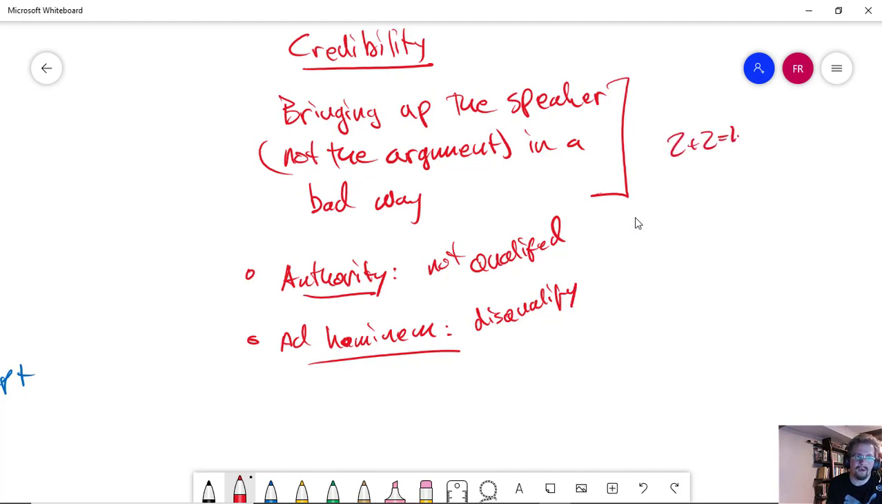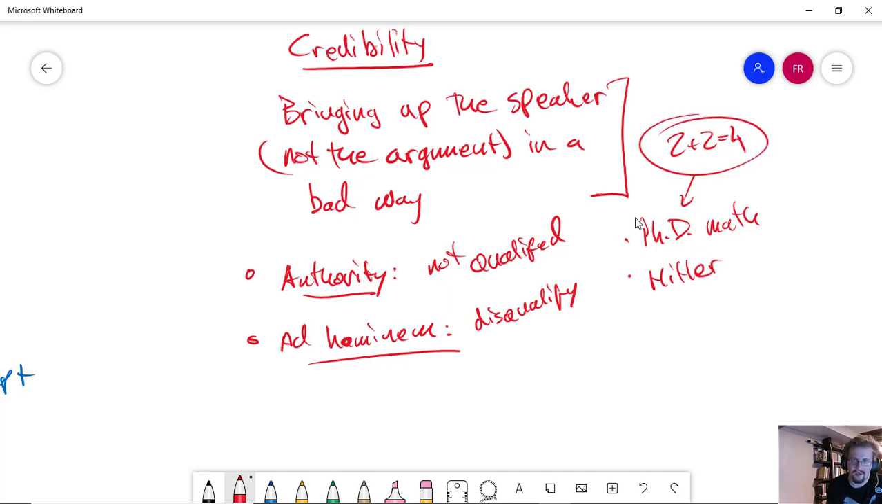2 and 2 is 4, and it doesn't matter who says it, right? The PhD in math says it, and it's true, and it's equally true as if Hitler said it. The argument is the argument. The speaker is ultimately irrelevant. But if we can turn this around and distract you from the argument itself by making you focus on a person who is not actually part of the argument, then we can get you to dismiss this person and their argument.